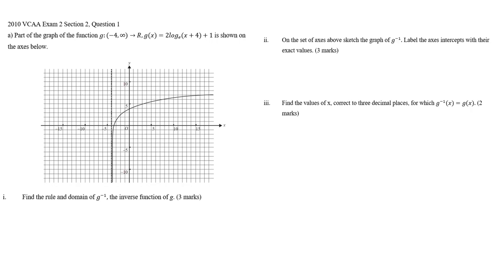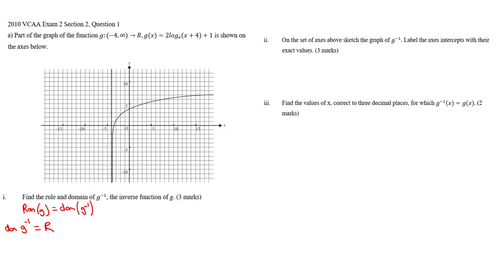Okay, so the first thing we need to be thinking about is the domain. We know that the range of g is going to give us the domain of our inverse. So the range we can see is all real numbers, so that straight away tells me that the domain of the inverse is just going to be all real numbers.